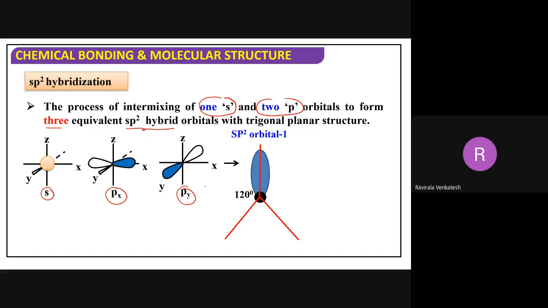Now we get the first sp2 orbital, the second sp2 hybrid orbital, and the third sp2 hybrid orbital. These 3 hybrid orbitals are arranged in the form of trigonal planar shape. So the bond angle here will be 120 degrees. One s orbital and 2 p orbitals mix to give 3 equivalent sp2 hybrid orbitals of the same energy. Right?